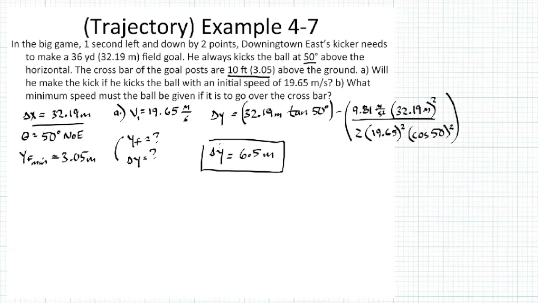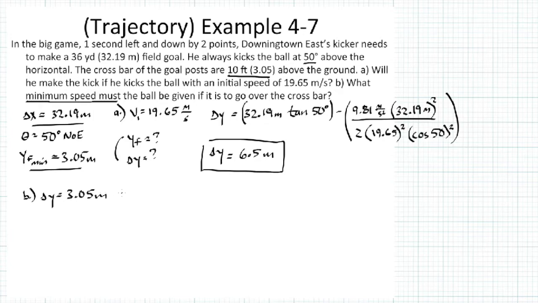So that's great. But part B asks us, if he wanted to just barely make it over the crossbar, the bare minimum that would get the height to be just barely what he needs, or the minimum 3.05 meters, how hard would he have to kick it? Or that is, what's the minimum speed? That's what this is saying right here. What's the minimum speed in order for the ball just barely to go over the crossbar? Okay, so for part B, our y displacement is the minimum. That's 3.05 meters.